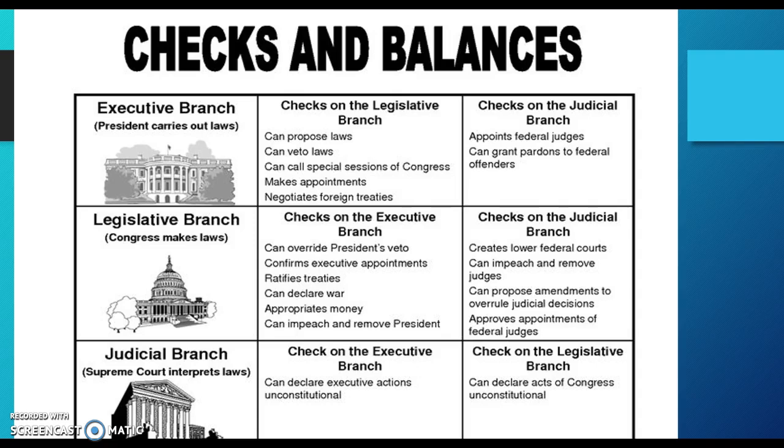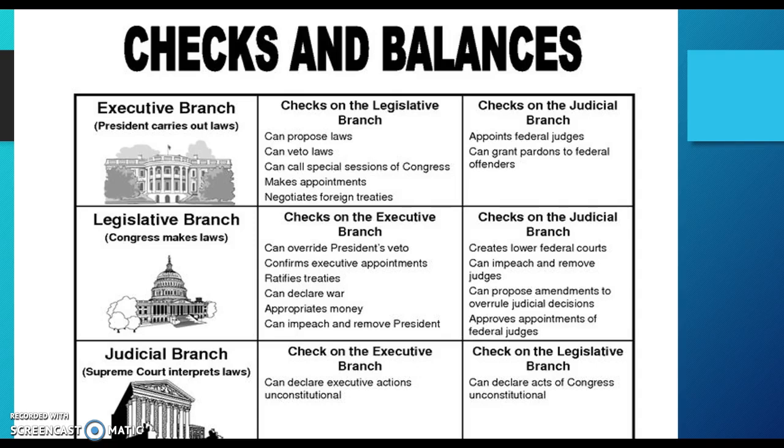Congress, too, is the one who gets to declare war, and Congress appropriates money. They have what is called the power of the purse. So all spending has to be approved by Congress. They can also impeach and remove the president if they have enough votes. Congress also has a check on the judicial branch. Congress creates the lower federal courts, and most cases don't make it all the way up to the Supreme Court. Just a very, very small percentage do. They also can impeach and remove judges. They can propose amendments to overrule judicial decisions, and they are the ones who confirm federal judges.